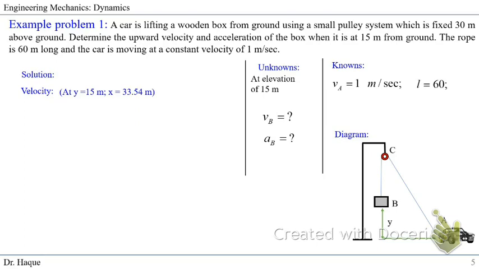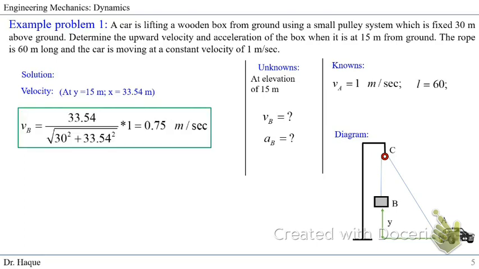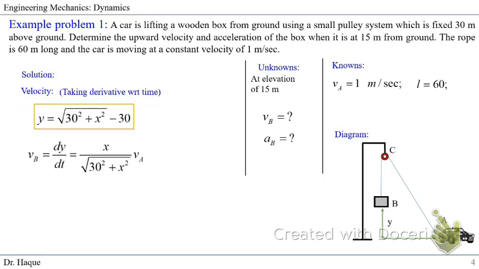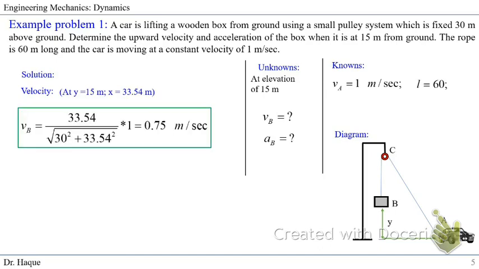So yeah, if we use this equation, if we plug y equals 15 meter, we can find the value of x. So when we plug this value y 15 and x 33.54 in this equation that we just derived by taking the derivative, we'll find the velocity of VB, which is 0.75 meter per second.